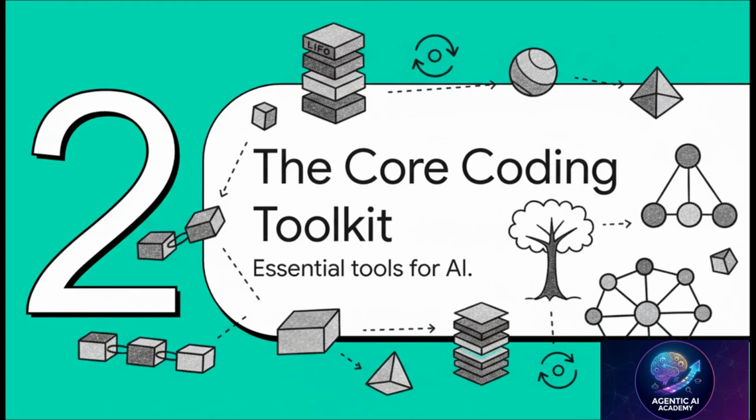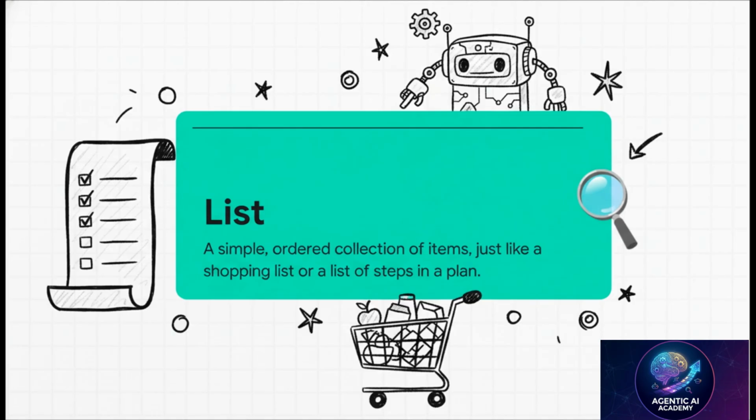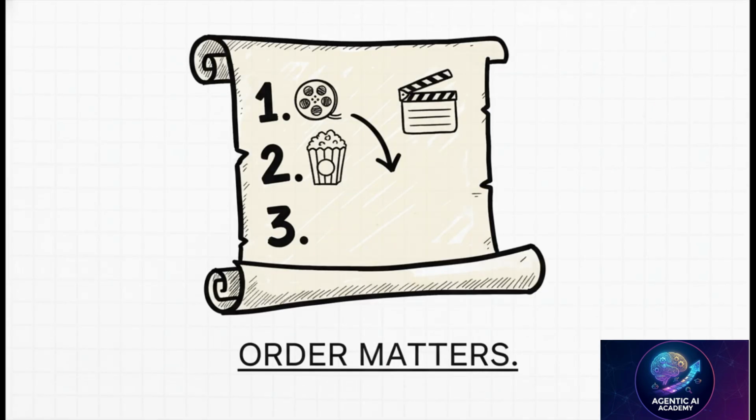This is where we open up our core coding toolkit. These are the data structures that let us handle information in a really smart, efficient way. First tool up is the list. And you know what? It's exactly what it sounds like. A simple, ordered collection of items. Just like a shopping list or a list of steps in a recipe. Now, an AI agent might use a list to keep track of the steps in a plan it needs to follow, or maybe to remember the turn-by-turn history of a conversation. In those cases, the order is absolutely everything, and that's why lists are so essential.